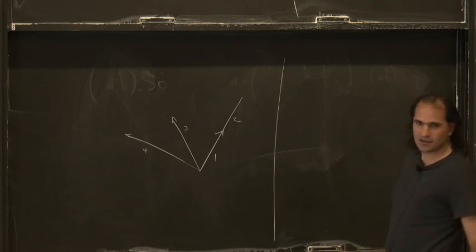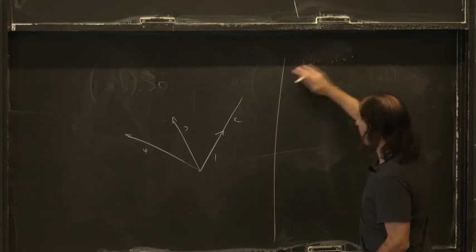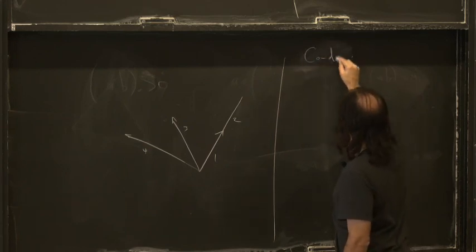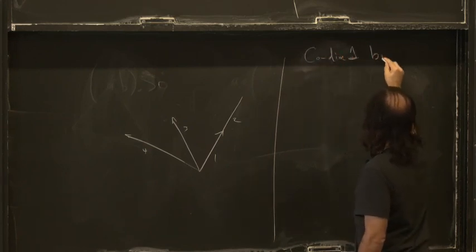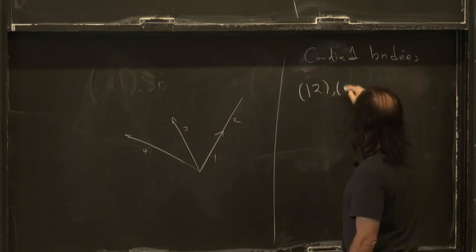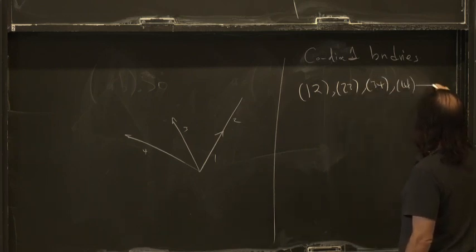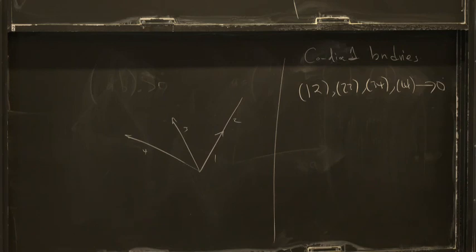Notice something slightly cool here: the first boundaries, if you like, the codimension 1 boundaries of this space, are when 1, 2, 2, 3, 3, 4, or 1, 4 go to 0. There are 4 of them.